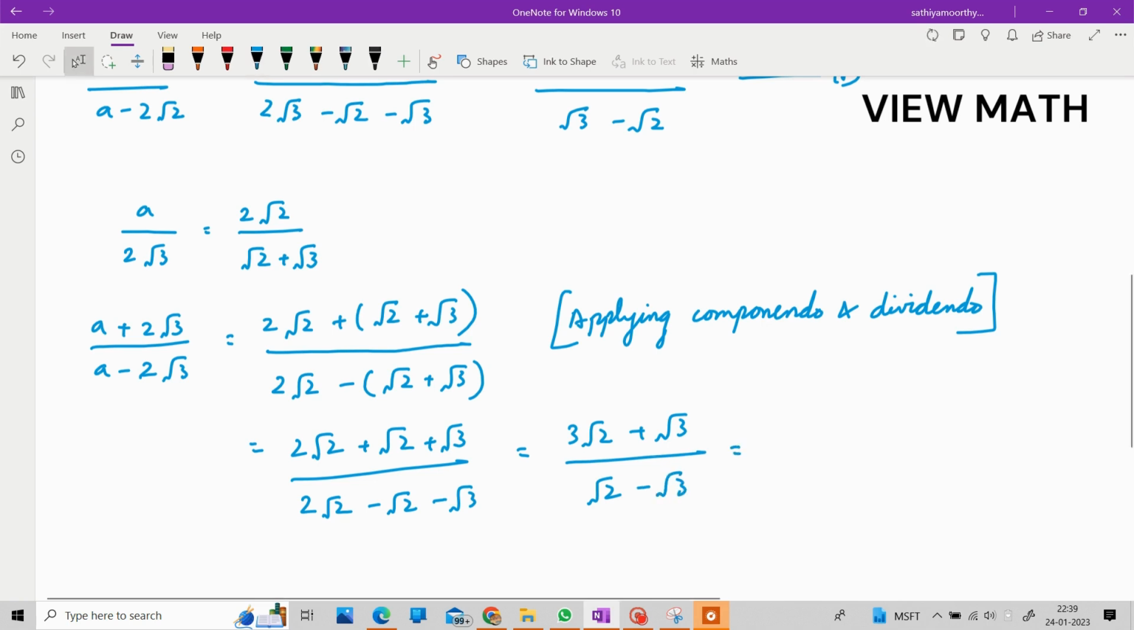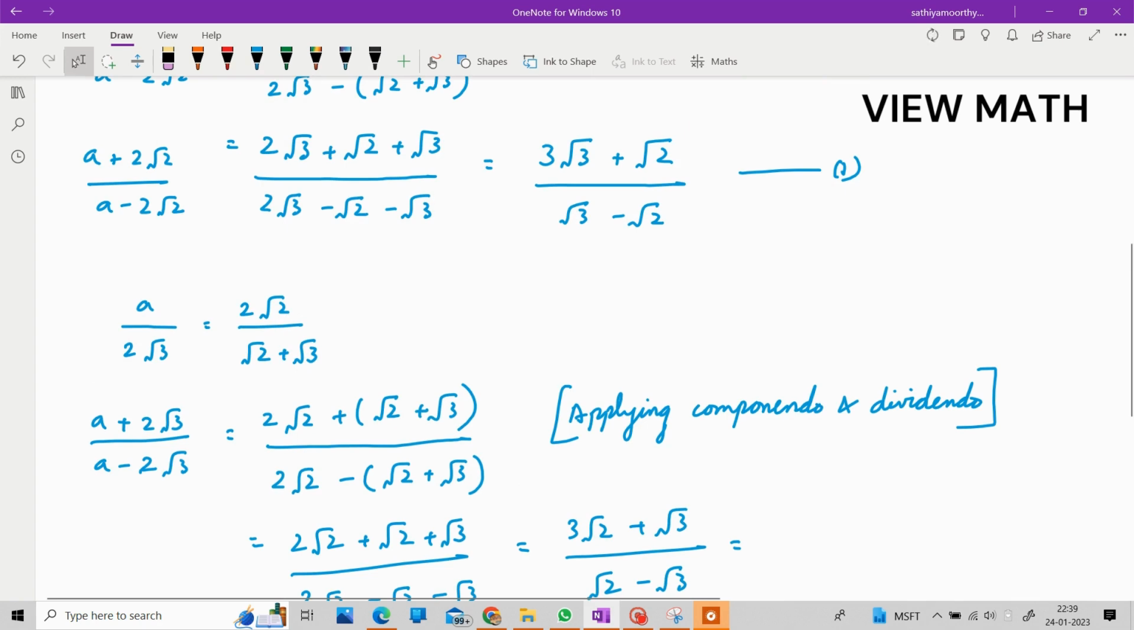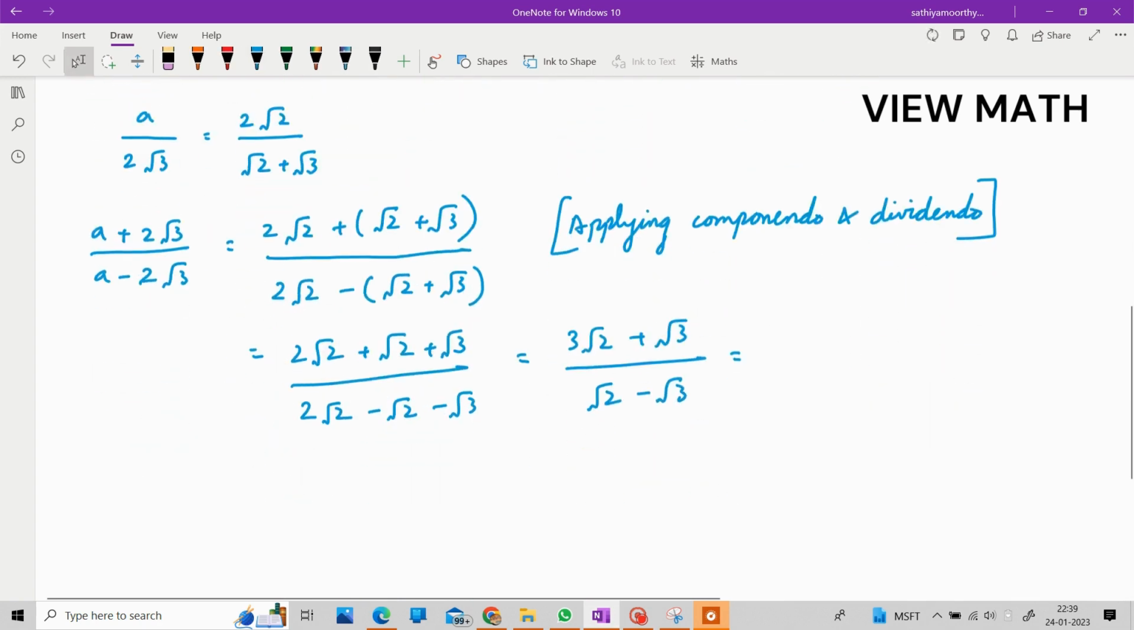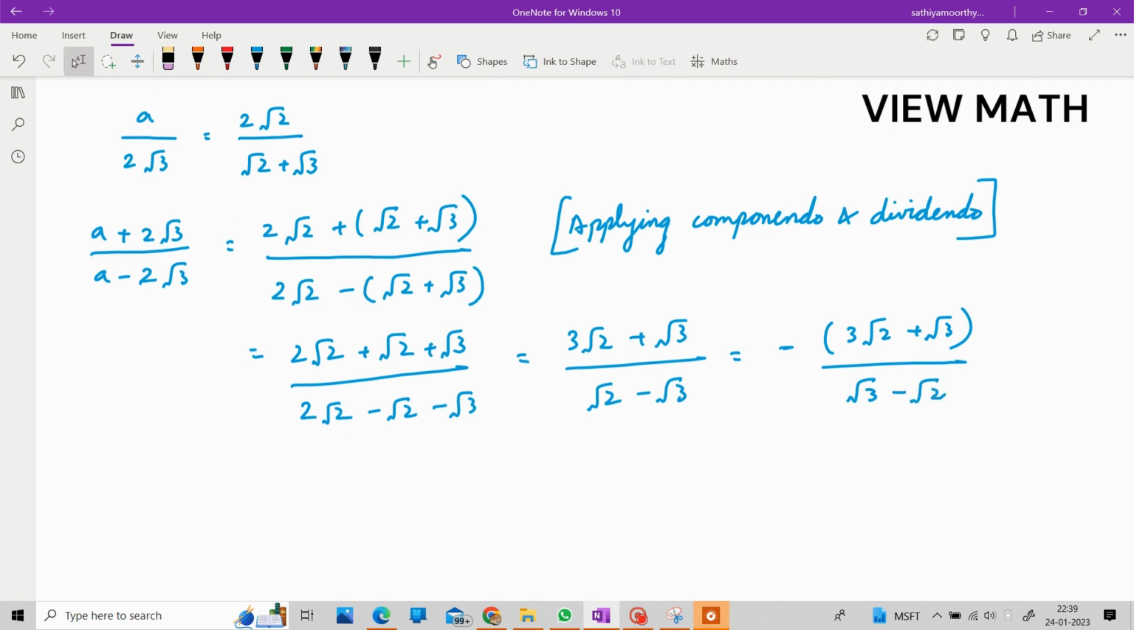Here I am going to take the negative sign outside so that the denominator is the same, so that if I add it will be very easy. So negative, let me write it inside the bracket, 3 root 2 plus root 3 divided by, I have taken the negative sign outside, so I am interchanging it. This is my second equation.